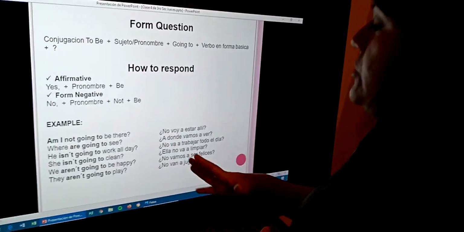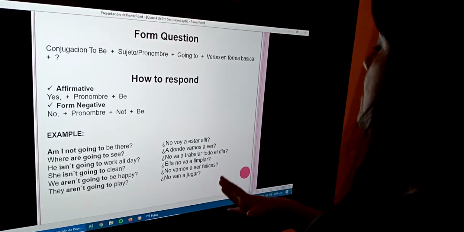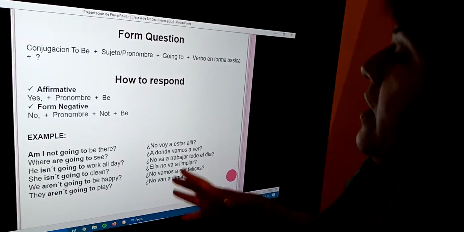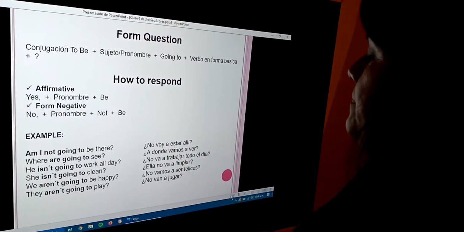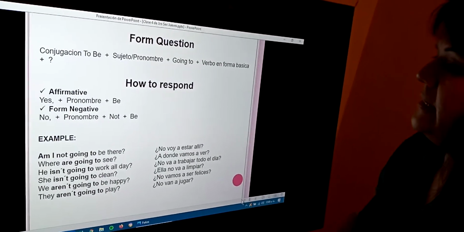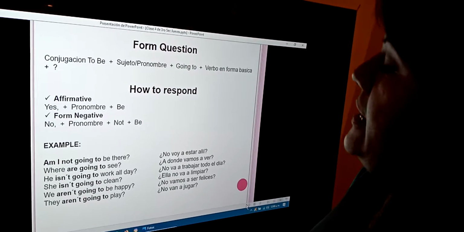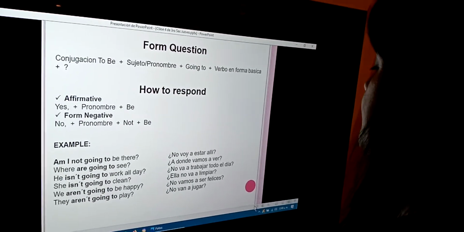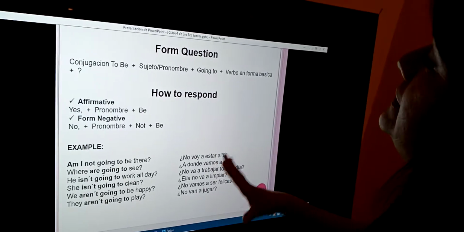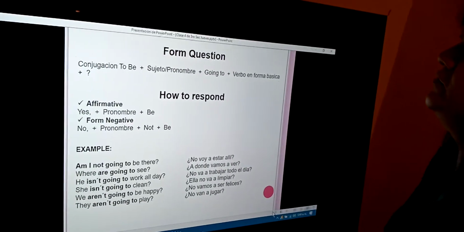She isn't going to clean. Ella no va a limpiar. The next, we aren't going to be happy. No vamos a ser felices. And next, they aren't going to play. No va a jugar. Okay? This is the form of the question and how to use.